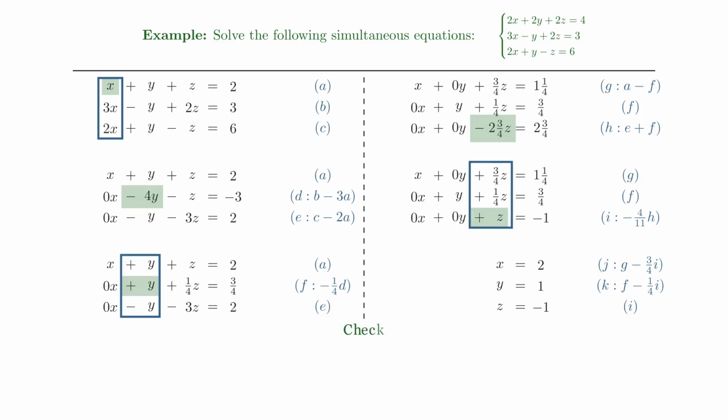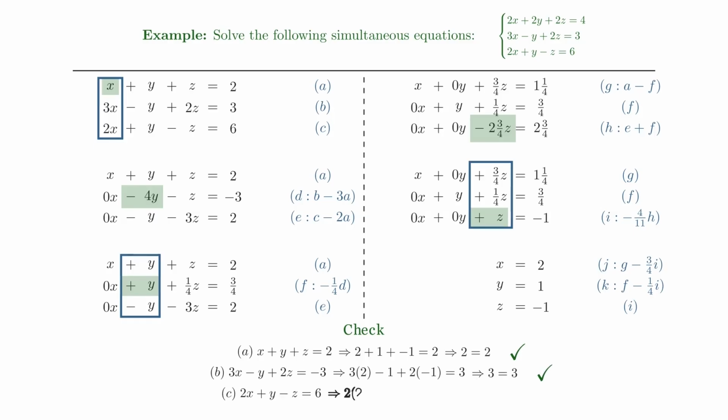I can perform a quick check, substituting these back into my three original equations A, B, and C to make sure they're consistent. Therefore, x is equal to 2, y equals 1, and z equals -1 is the solution.